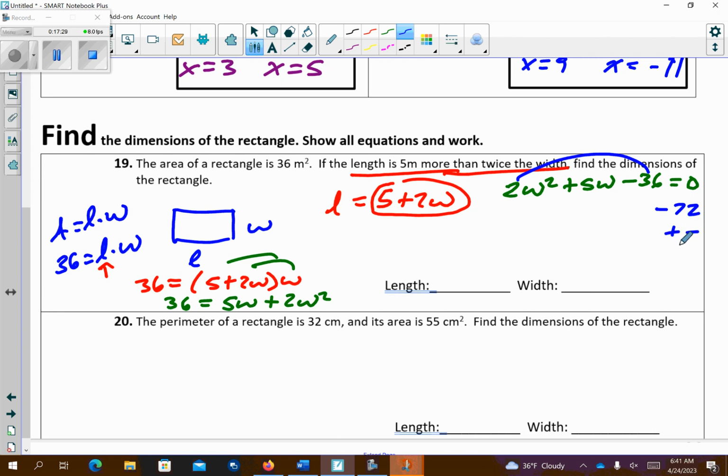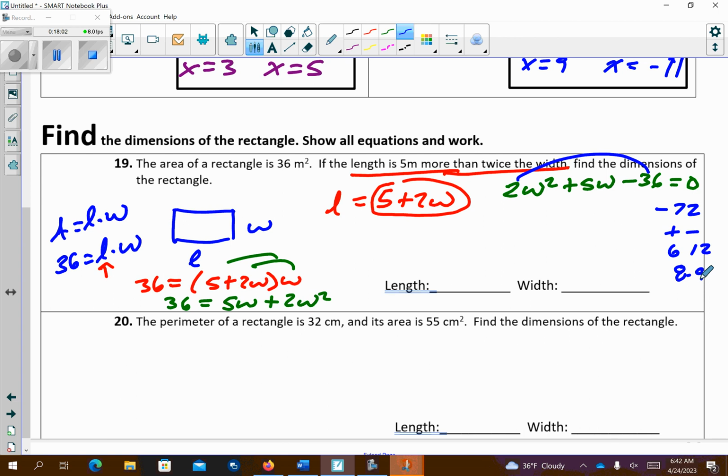And so 1 and 72, that won't work. 2 and 36 won't work. 3 and 24 won't work. 4 and 18 won't work. 5, 6 times 9. Or wait, like 6 times 12. 6 and 12. Is that going to work? No. 7, 8, 8, 9.